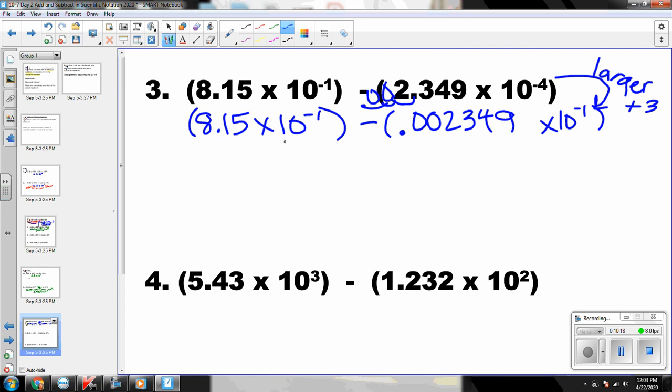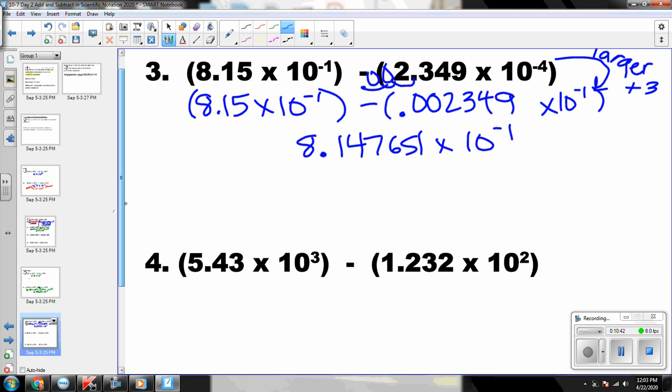Now I can subtract the 8.15 and the 0.002349 to get an 8.147651 times 10 to the negative 1. Is it in scientific notation? Yes, it is, because 8.147651 is 1 or higher but less than 10.